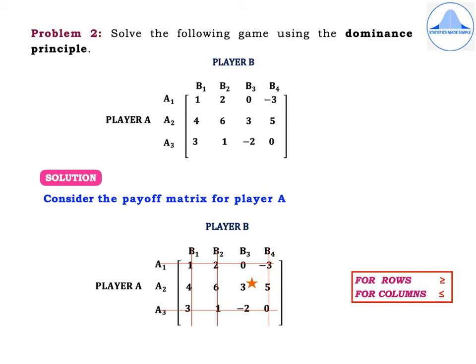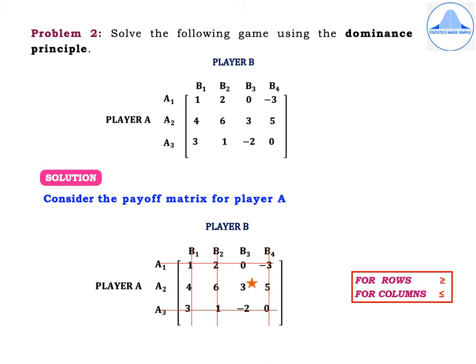Let's start now. Compare A1 with A2 first. 1 is not greater than 4. Okay, so even if one of the payoffs is not greater, then you can just stop. Actually 1 is not greater than 4, 2 is not greater than 6, 0 is not greater than 3, and minus 3 is not greater than 5. So you need not do all the payoff comparisons. Even if one of the payoffs doesn't work out, then you can just stop. So A1 doesn't work out with A2.